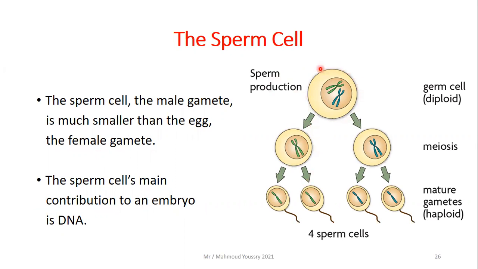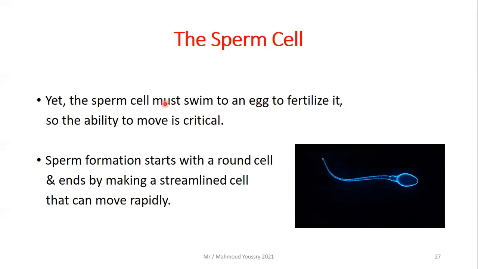As you can see, this is a germ cell that undergoes meiosis. This germ cell is diploid. It produces four mature haploid gametes, which are the four sperm cells. Yet the sperm cell must swim to an egg to fertilize it. So the ability to move is critical. This is very important for the sperm to move.